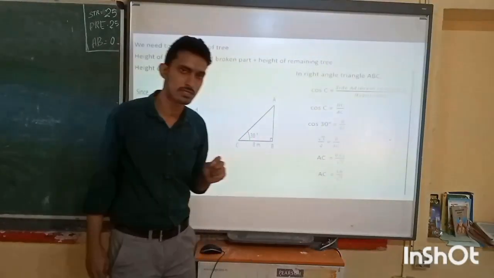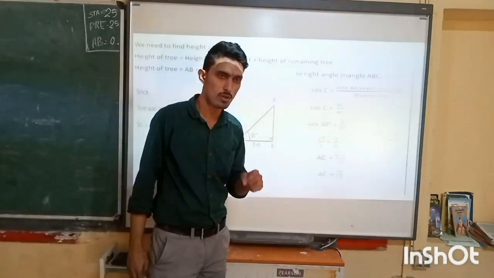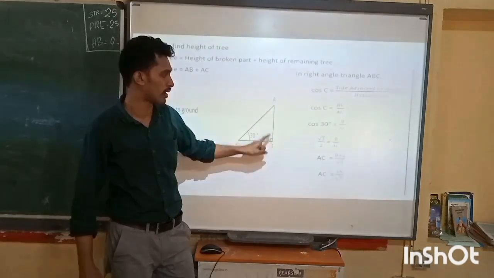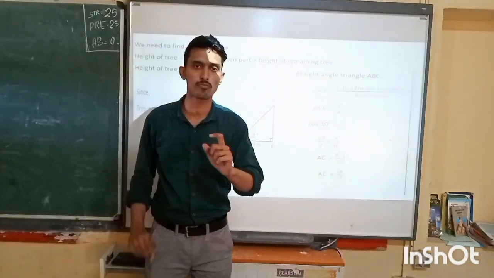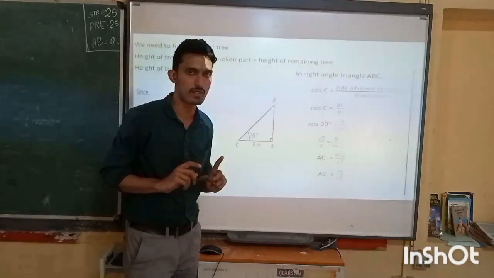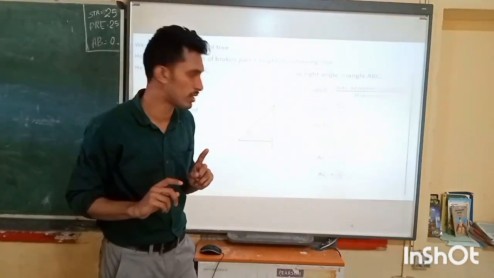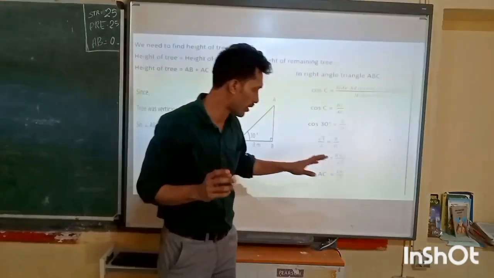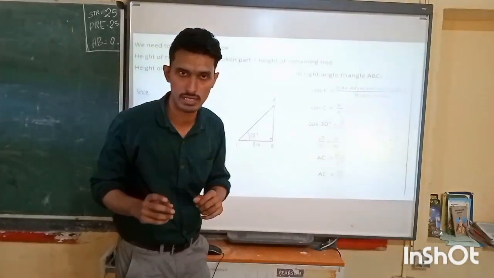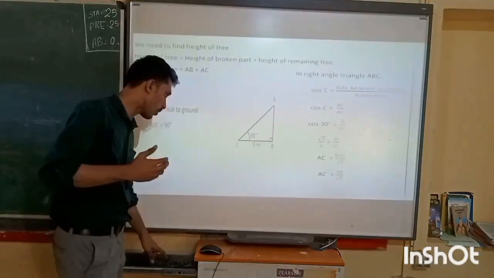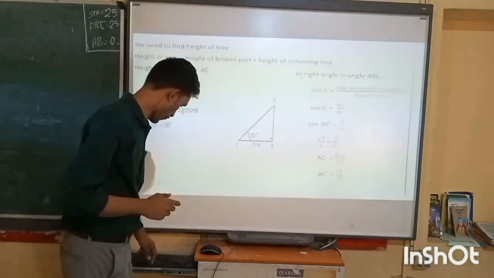So now this is 16 by root 3. Let us go to the value of AB. Why are we finding the value of AB? Because only after finding AB can we add AB and AC. AB plus AC will give you the total length of the tree. So now we have only found the value of AC. Let us find out the value of AB.